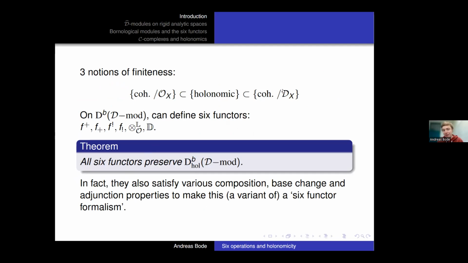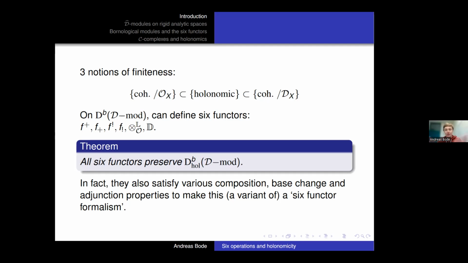Instead of coherent here, these would now be co-admissible or C complexes. And then I have coherent over O is indeed contained in holonomic, which is by definition contained in C complexes. So I get the same set of inclusions as before. Of course, you also get lots of holonomic things that are not vector bundles with integrable connection, because you can now apply the functors for which you have stability properties.